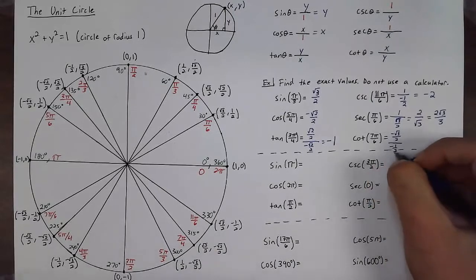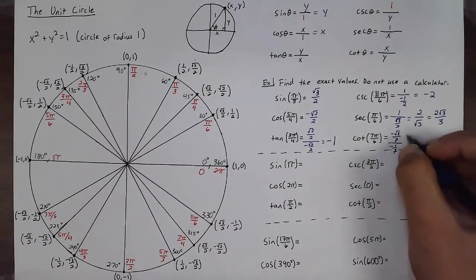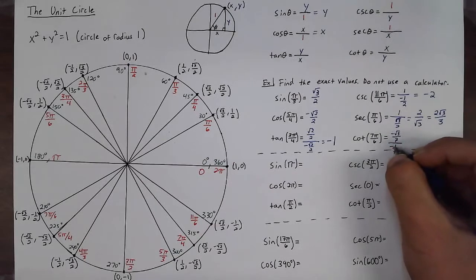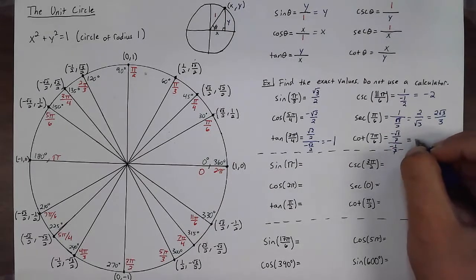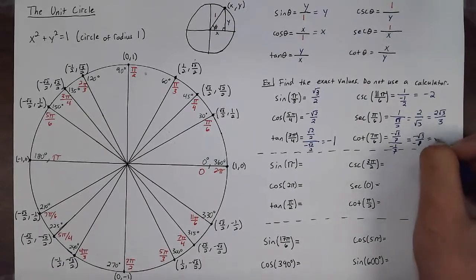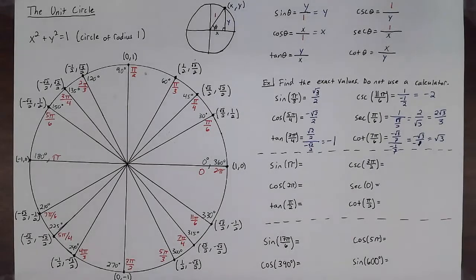These 2's in the denominators can cancel. The negative divided by negative makes a positive, leaving me with a positive square root of 3 as my answer. So it's a nice, clever way to use the unit circle to quickly evaluate these instead of drawing a triangle and trying to figure it out.